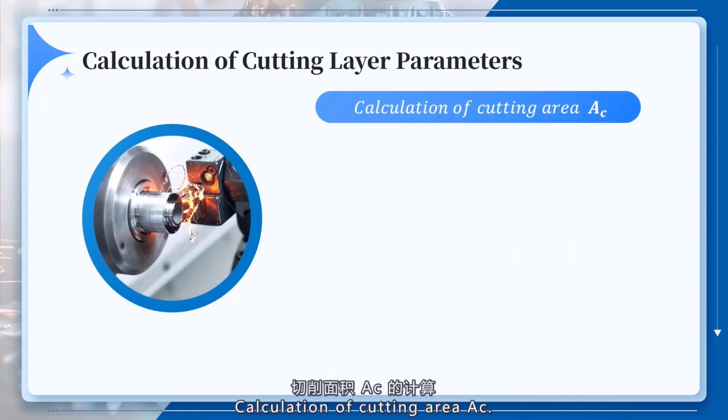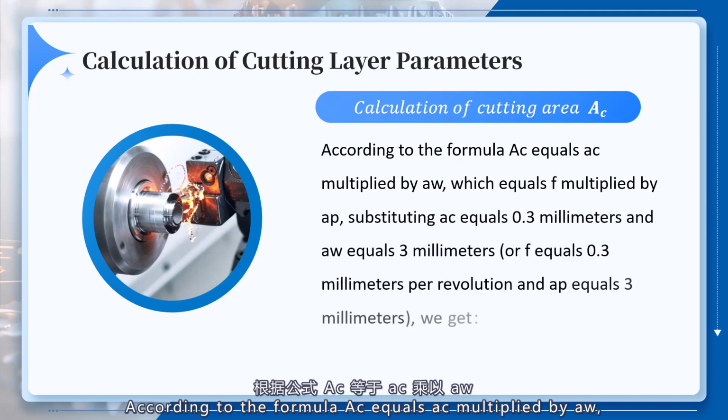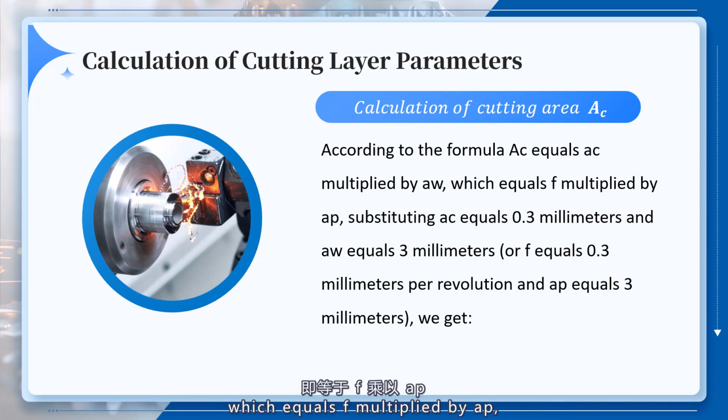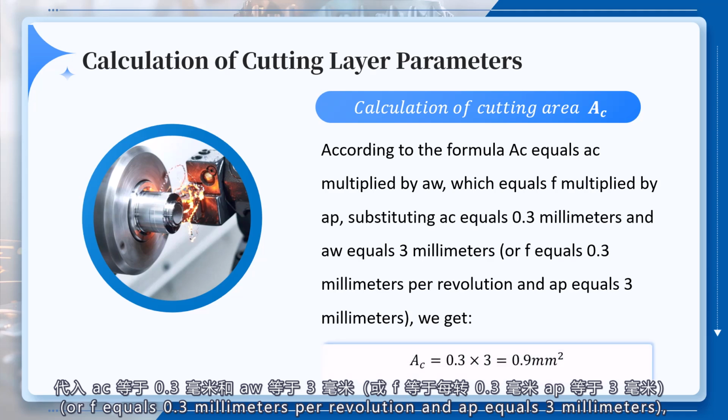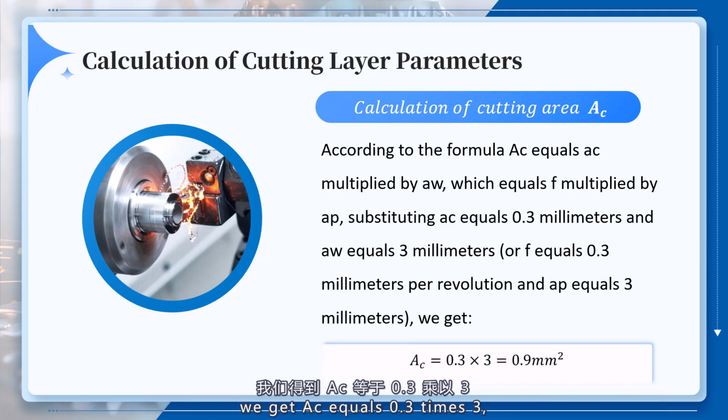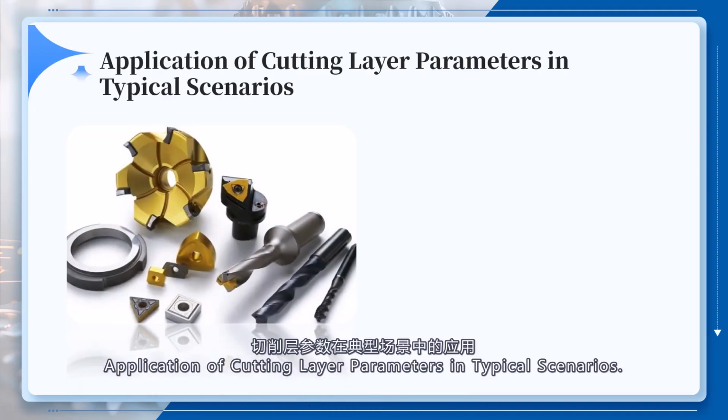Calculation of cutting area AC. According to the formula, AC equals AC multiplied by AW, which equals F multiplied by AP. Substituting AC equals 0.3 mm and AW equals 3 mm, or F equals 0.3 mm per revolution and AP equals 3 mm, we get AC equals 0.3 times 3, which equals 0.9 square millimeters. Application of cutting layer parameters in typical scenarios.